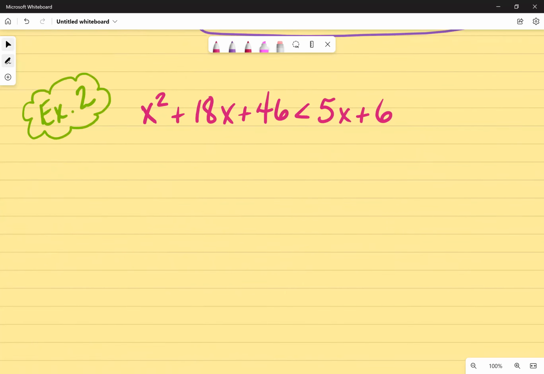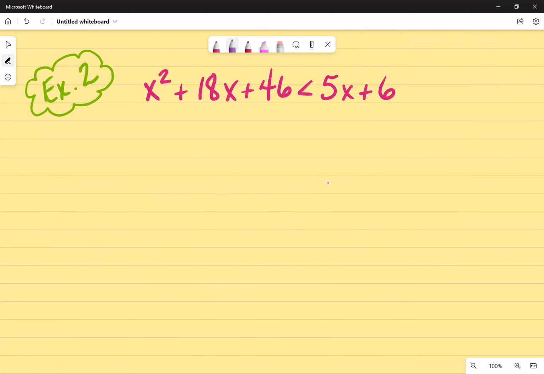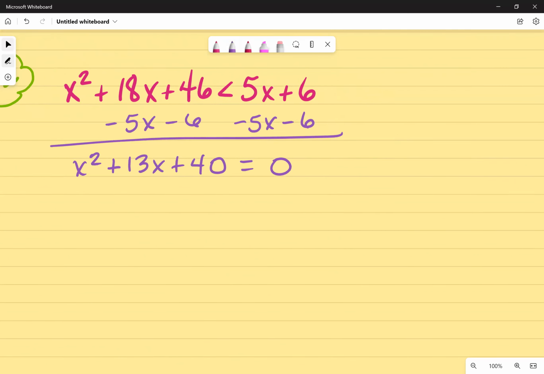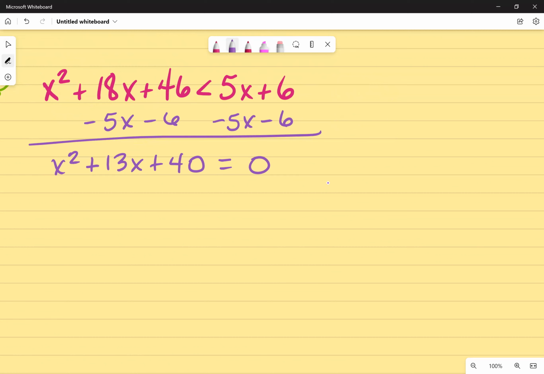Okay. Example 2, same thing. I'm trying to set this equal to 0, so let's start moving things over. I'm going to move 5x over and 6 over, which means I have to take the inverse, change the signs, and I am subtracting both. I am left with x² plus 13x plus 40. I'm going to set it equal to 0. And I want to factor, but for those people who don't like factoring by grouping, let's use a box.